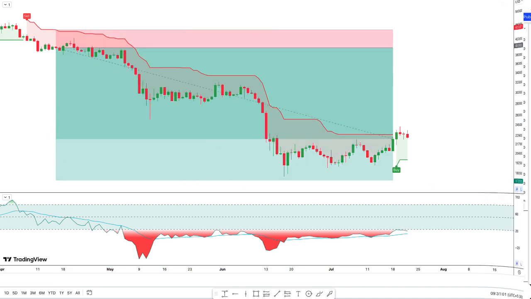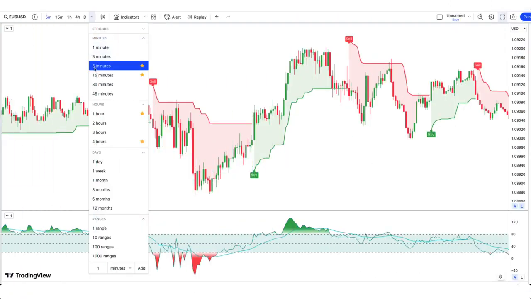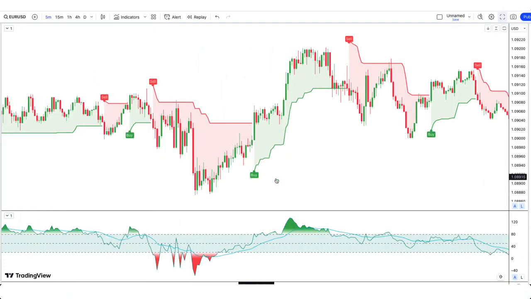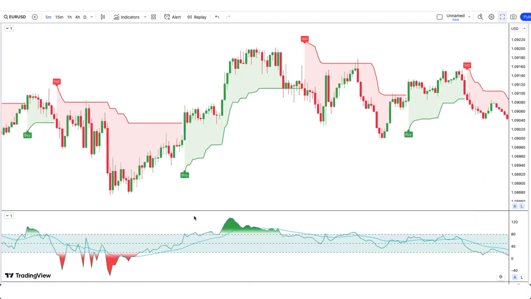To test your indicator, trade continuously on a 5-minute time frame for 5 days and observe the results. Keep a record of each trade, including entry and exit points, stop-loss levels, and other important details.